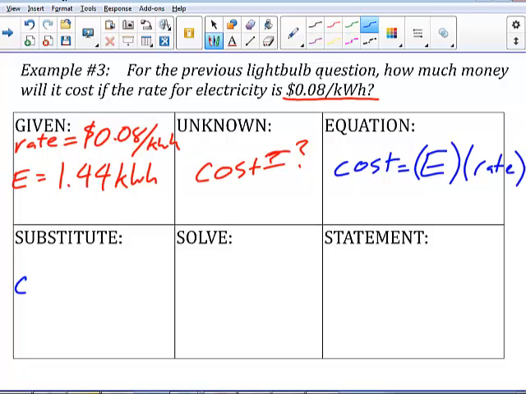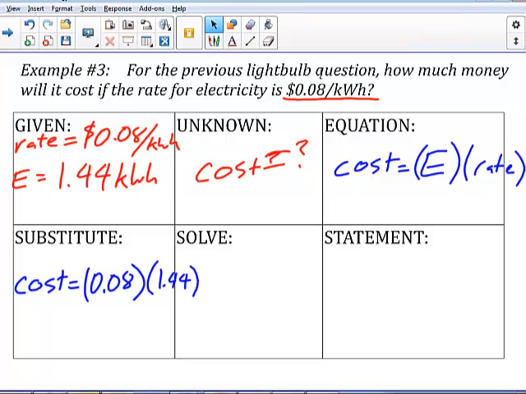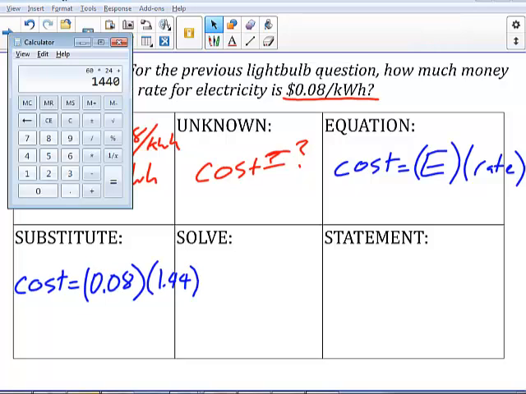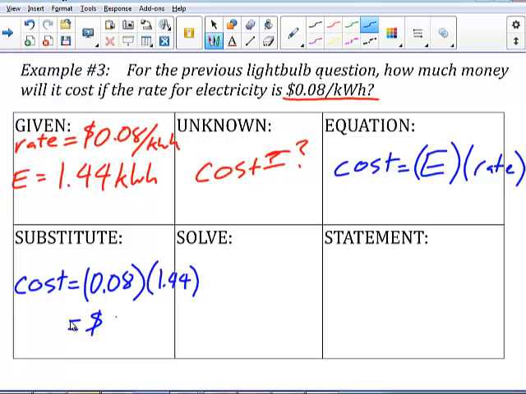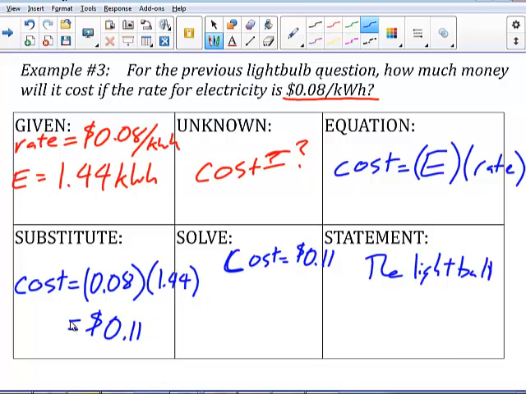And now we'll plug our numbers in. So now we'll bring up our calculator again. And we can see that leaving this light bulb on all day has cost us 11 cents. So the light bulb costs 11 cents.